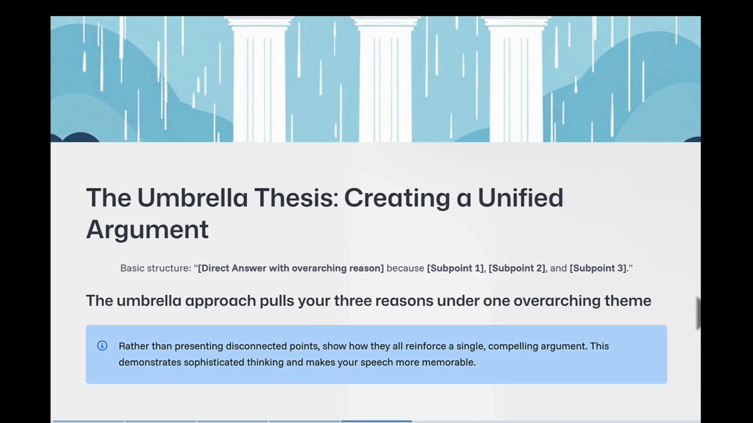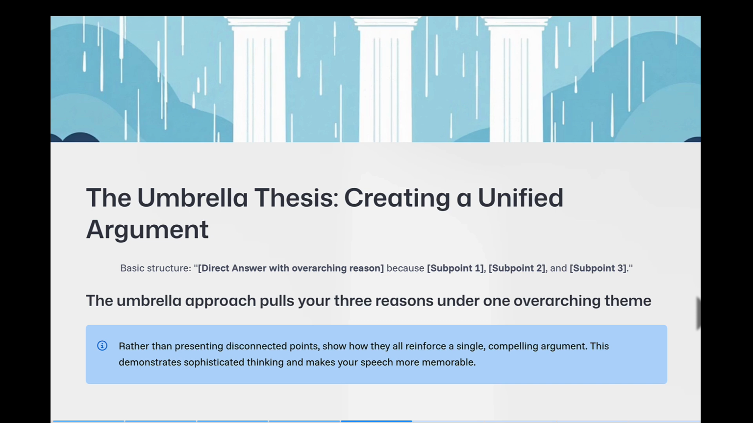All right, let's talk about the umbrella thesis, because this is how you elevate your extemp speech from a mid-level, very boring or dry take to something with much more argumentative depth. You can see here the basic structure: you say yes or no, you have your answer, then the reason why, because of subpoints 1, 2, and 3. That's the structure of every single extemp. You always have your three subpoints. You always have your answer.